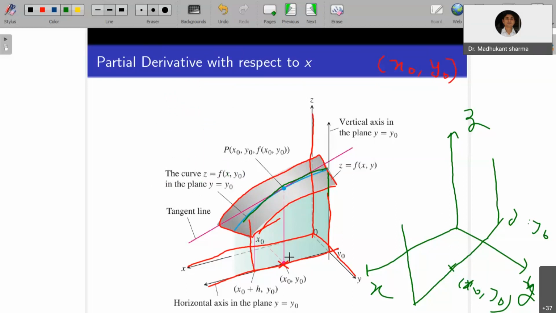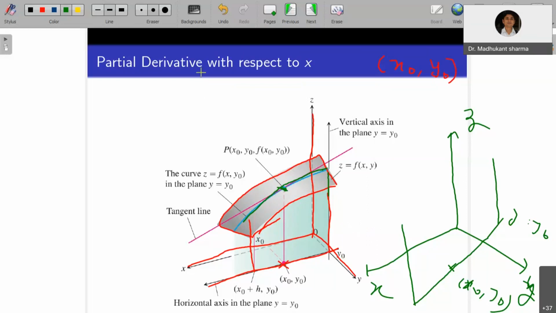Okay, now finding this point, and corresponding to this point x naught, y naught, there is a point on this curve. This is a point on the curve which is found by intersecting the plane with the surface. So this is a curve, and at this point x naught, y naught, f of x naught, y naught is the value.